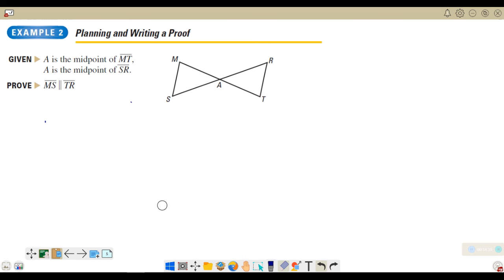Okay, so this time, let's look at example number 2, planning and writing a proof. Hindi ko sinulat yung plan for proof natin. Kasi gagawa tayo ng sarili nating plan dito sa tabi. So the given statements are, A is the midpoint of MT and A is the midpoint of SR. We have to prove that MS is parallel to TR. Okay.